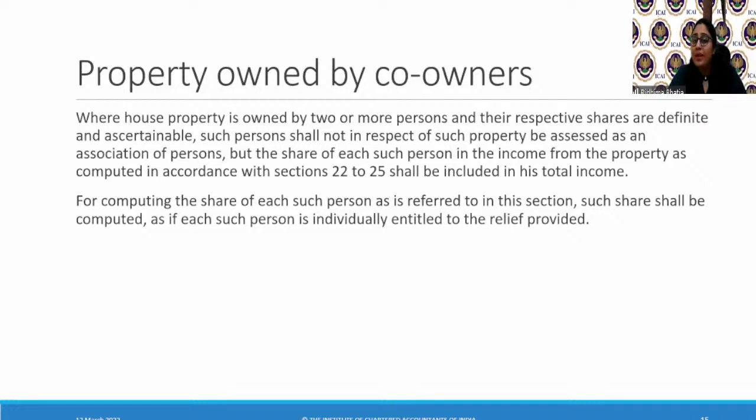Clear? But here one benefit we get as co-owners is that both of us get our own separate deductions. That means on my 70% share I will claim 30% as standard deduction, and on the 30% share, the other owner will claim 30% as standard deduction. And the 2 lakh limit, if it's a self-occupied property, is separate for you as deductible and 2 lakhs is separate for me.